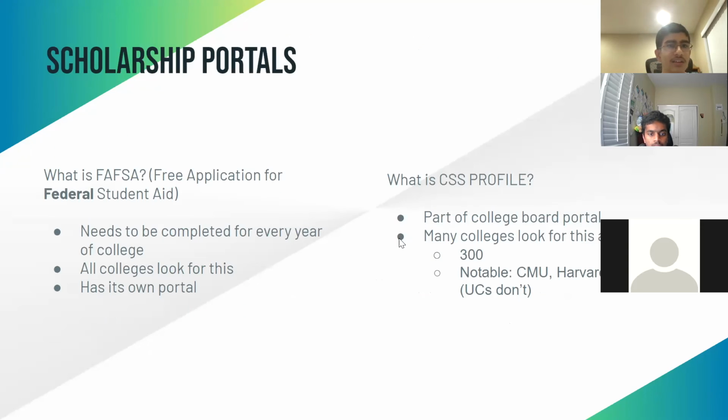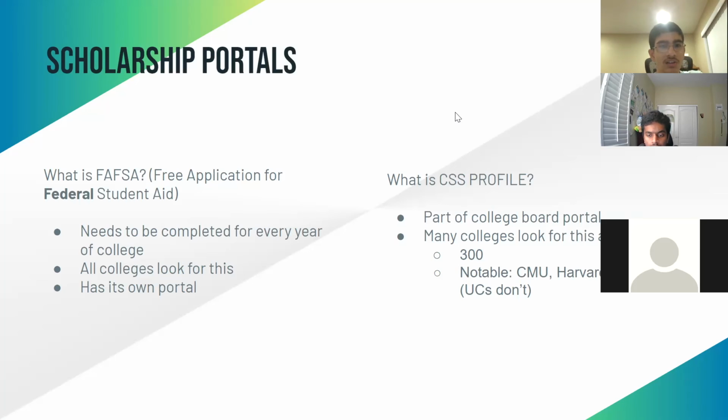All right, now lastly, here are some scholarship portals you can apply for. The first one we're going to discuss is the FAFSA. It's called the Free Application for Federal Student Aid. It's a form completed by current and prospective college students in the United States to determine their eligibility for governmental student financial aid. So basically, if you become eligible for the FAFSA, then the government will give you a certain amount of aid for it.